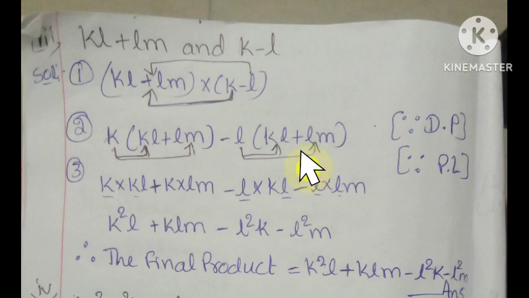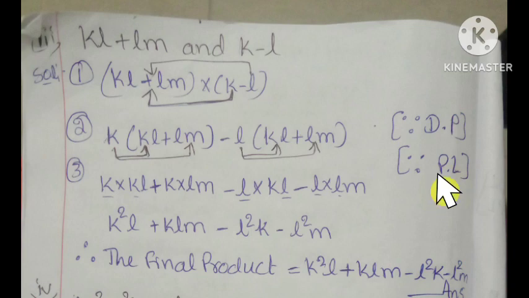Next, here it is K into KL. K and K, both bases are the same, so we can add the exponents. So K into K is K square L, plus K into LM is KLM, minus, here it is L into L. Both bases are the same, so we can add the exponents. So L into L is L square, into K, L square K, minus, here also L into L, so L square M. This is by using the product law: a to the power of m into a to the power of n equals a to the power of m plus n.